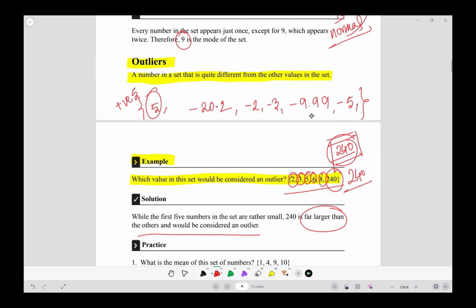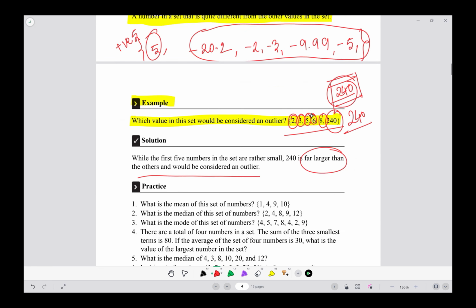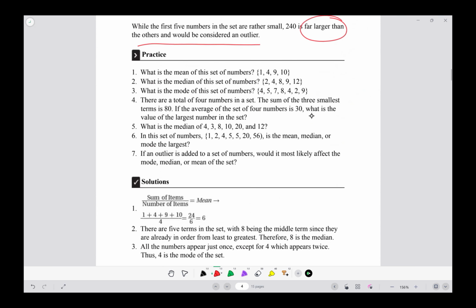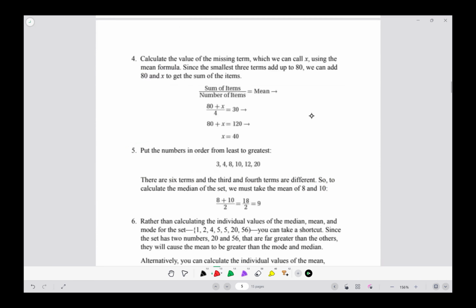Do you understand why? Because this 5 is quite different from all of these other numbers. I'm just creating an example from my side, and this +5 is a very different number compared to the negative ones. So that's why I'm calling this 5 an outlier. You should do some practice problems. It is very simple.